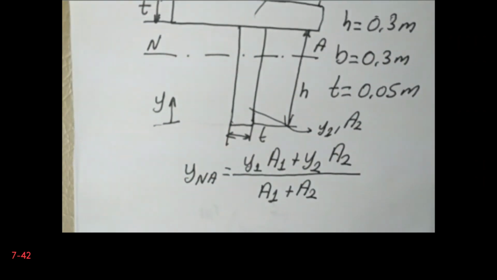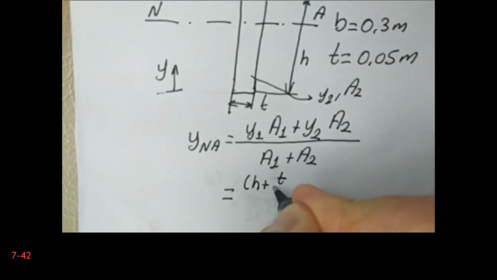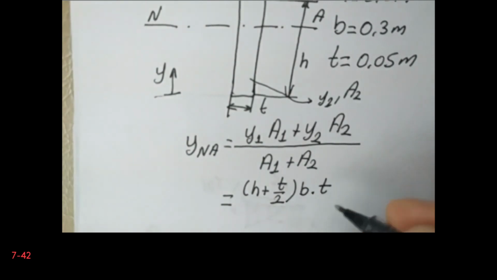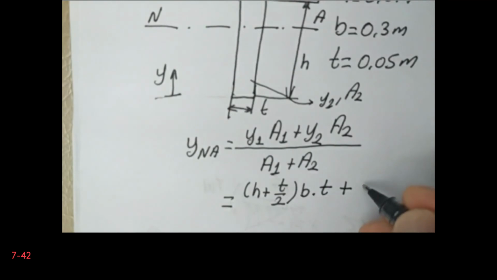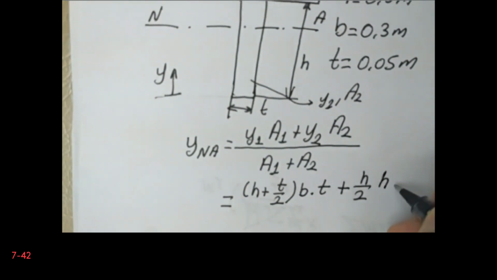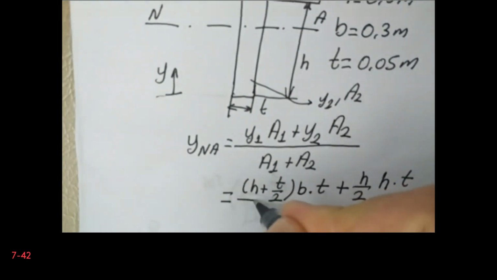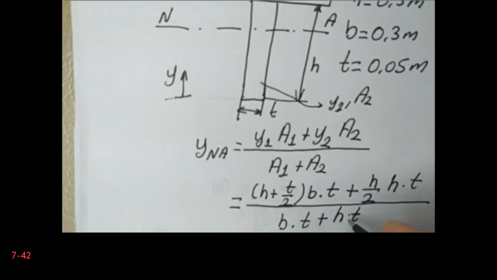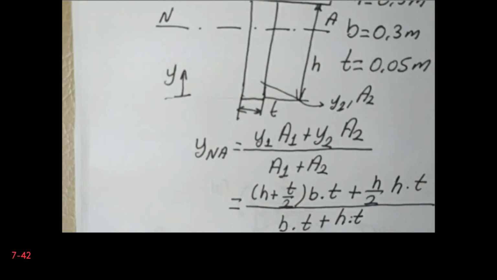So the centroid Y1 is located at H plus T over 2, multiplied by the area. Area is B times T. Plus H divided by 2 is the location of the centroid of the area 2, and the area is H multiplied by T. We will divide it by the total area. It is B times T plus H times T. Okay, so if you put the values, what we are going to get for the location of the neutral axis is 0.22.